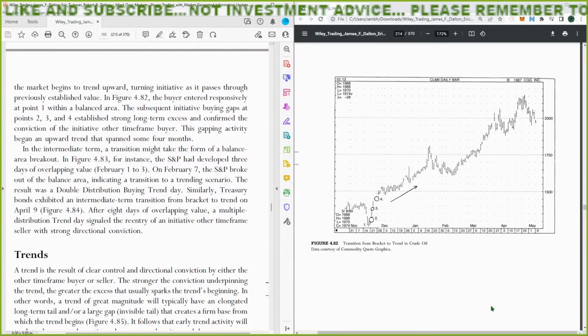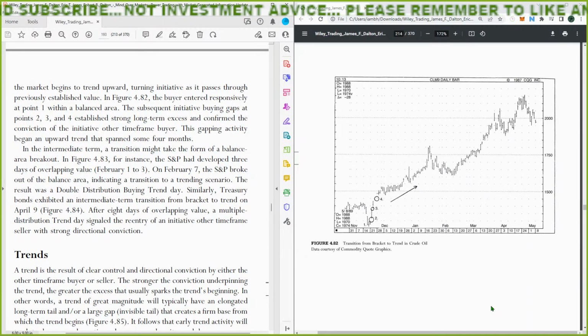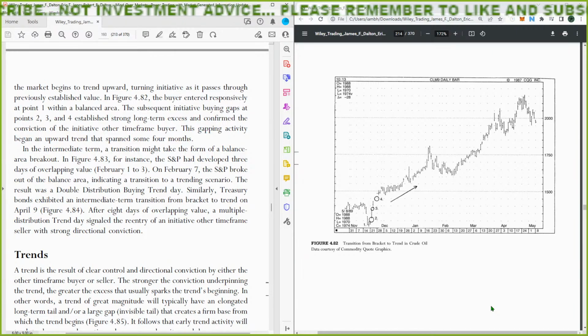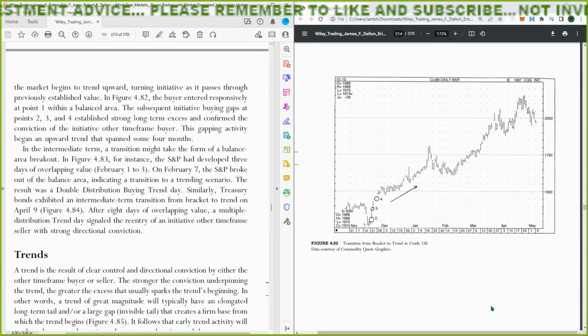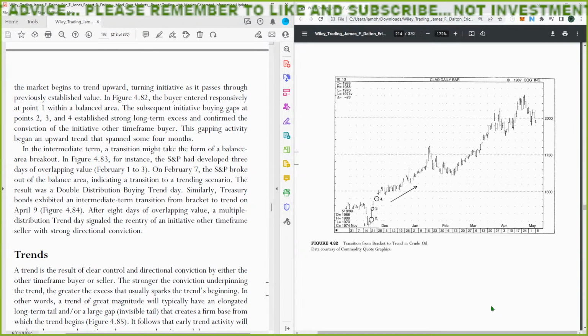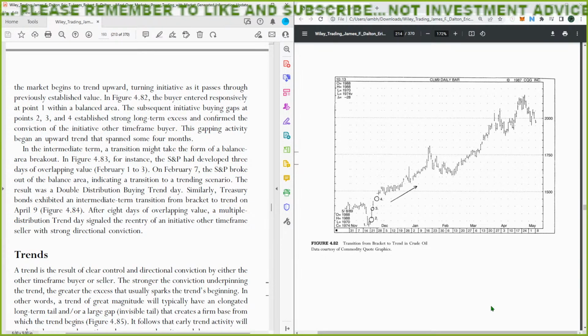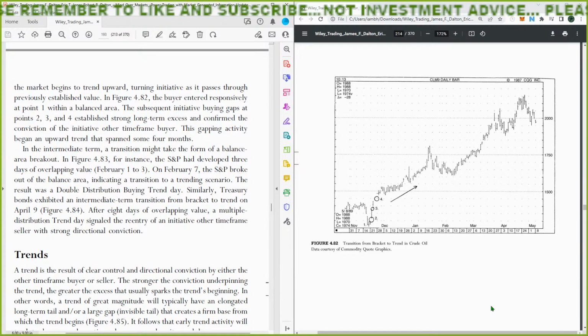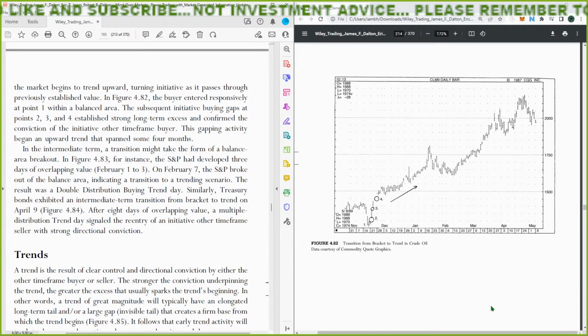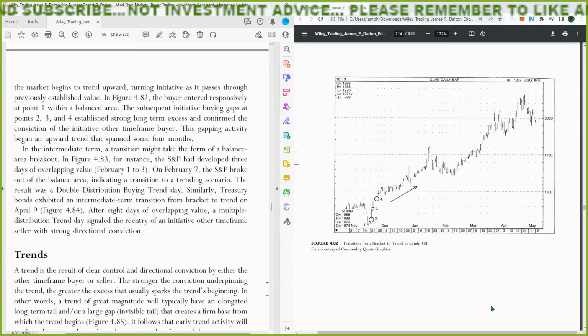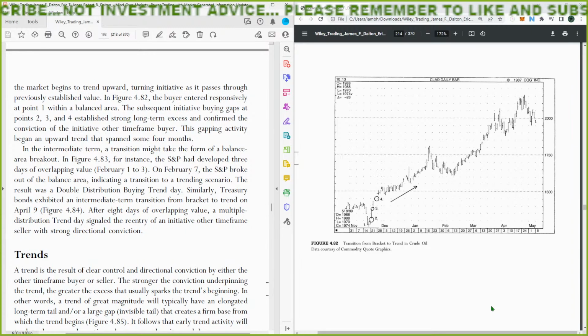as it passes through previously established value. In figure 4.82, the buyer entered responsively at point 1 within a balanced area. The subsequent initiative buying gaps at points 2, 3, and 4 established strong long-term excess and confirmed the conviction of the initiative other timeframe buyer. This gapping activity began an upward trend that spanned some 4 months.